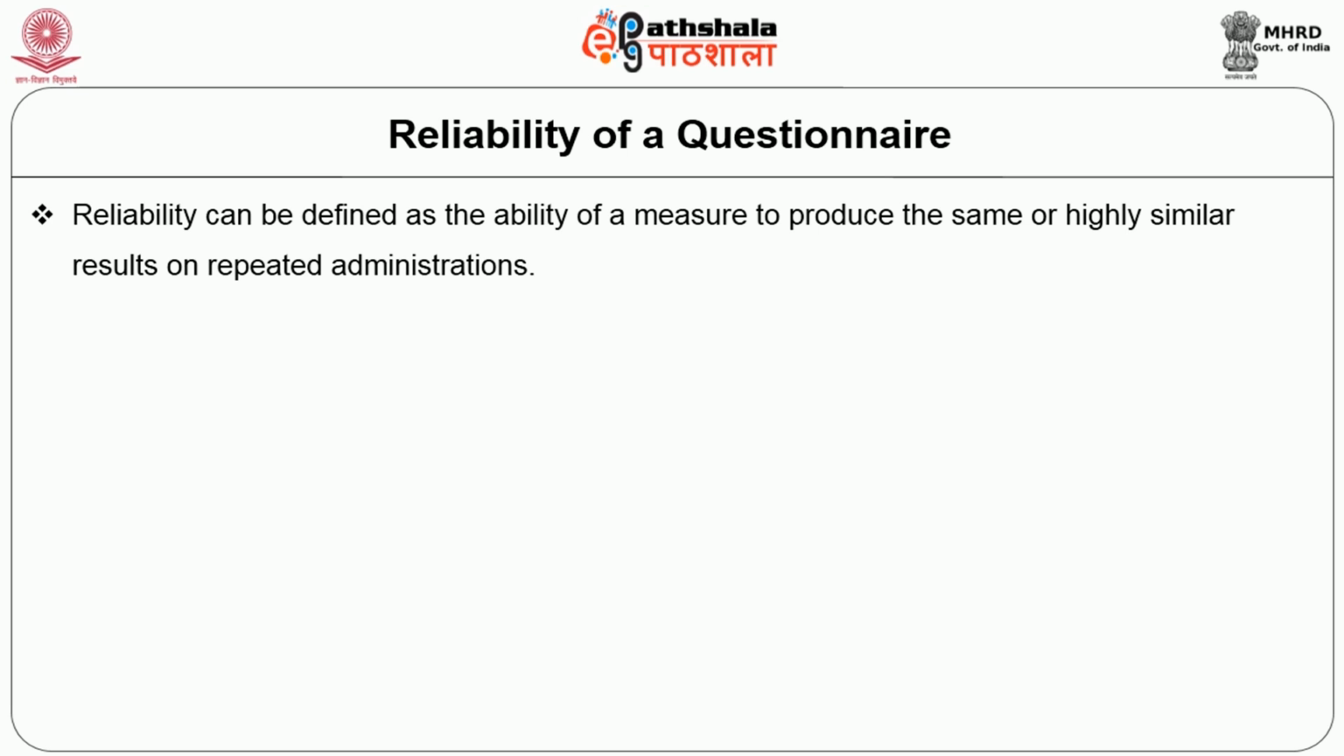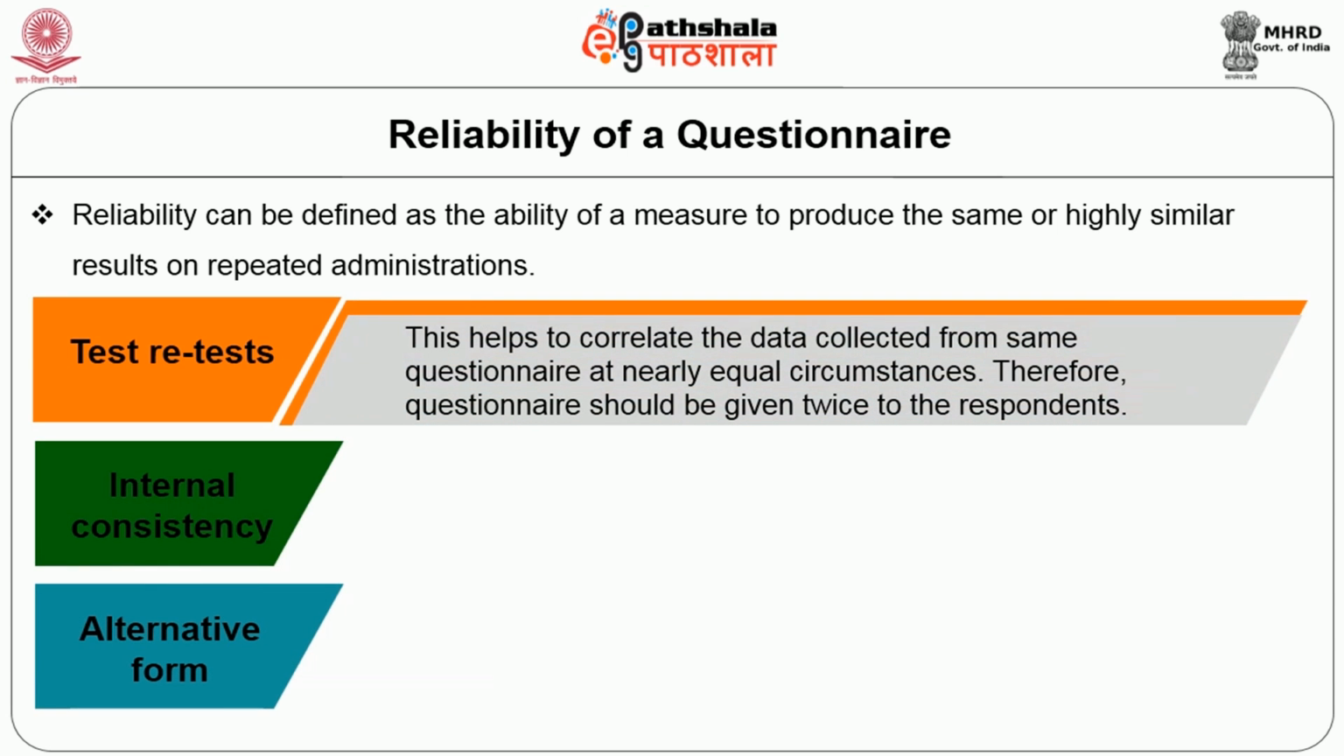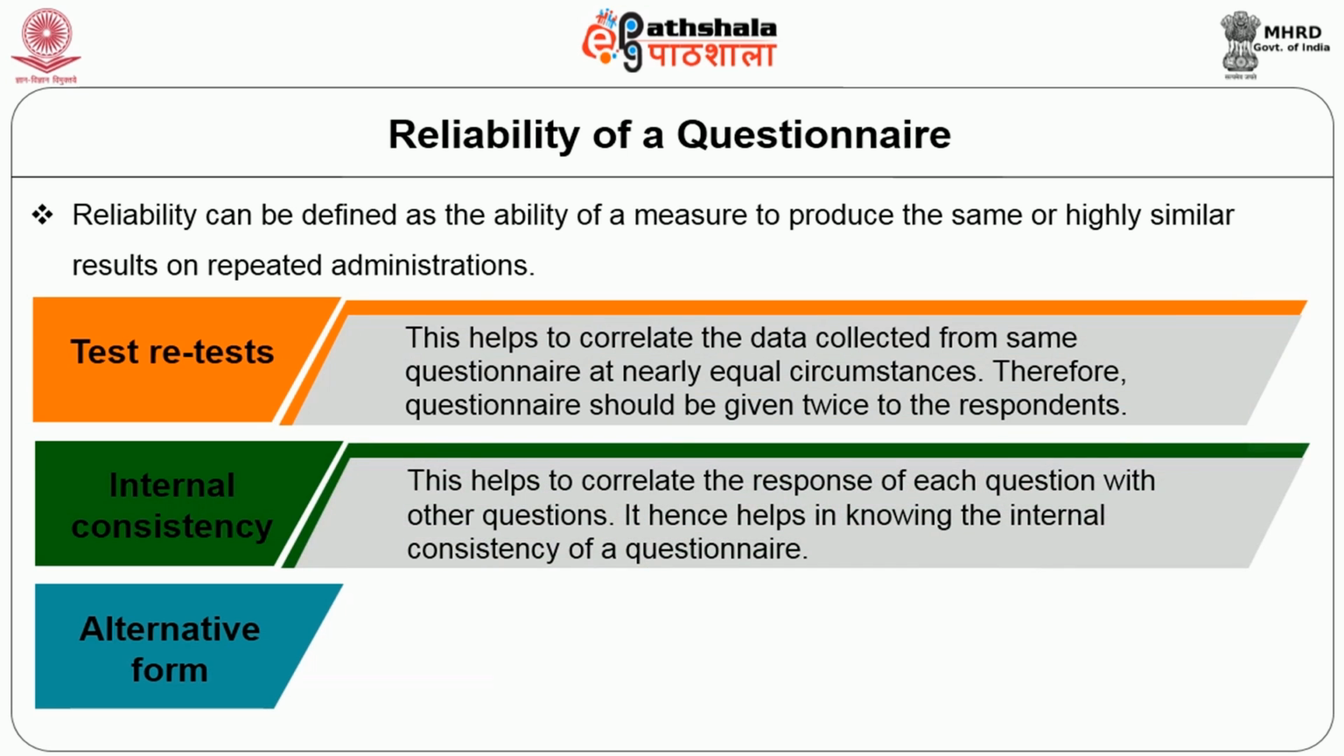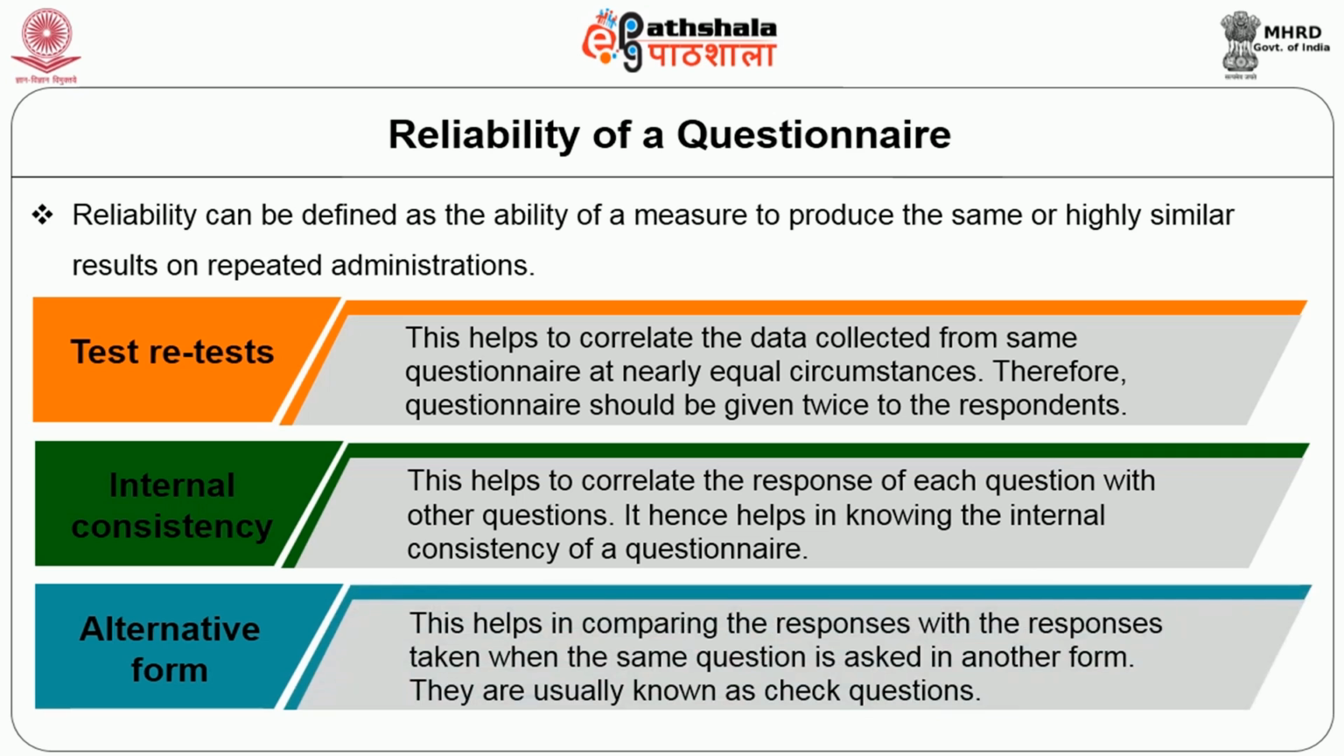Reliability can be defined as the ability of a measure to produce the same or highly similar result on repeated administration. The reliability of a questionnaire can be tested in 3 stages: test or retest. This helps to correlate the data collected from the same questionnaire at nearly equal circumstances. Therefore, the questionnaire should be given twice to the respondent. Internal consistency is the second step. This will help to correlate the response of each question with other questions. It helps in knowing the internal consistency of a questionnaire. And the final step is to give an alternate form. This helps in comparing the responses with the responses taken when the same question is asked in a different form. They are usually known as check questions.